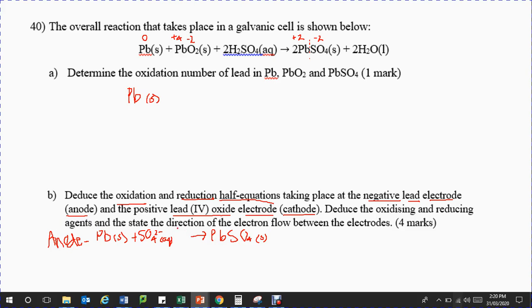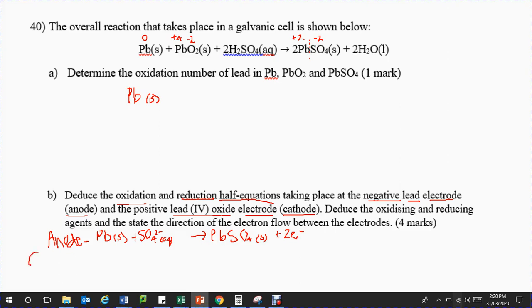The last stage was my electrons. I've got 2 negative here, and this here is neutral. I need it to be the same either side, but I can only add negative numbers. So over here, if I add 2 electrons, that means that is a balanced half equation for my oxidation at the anode.